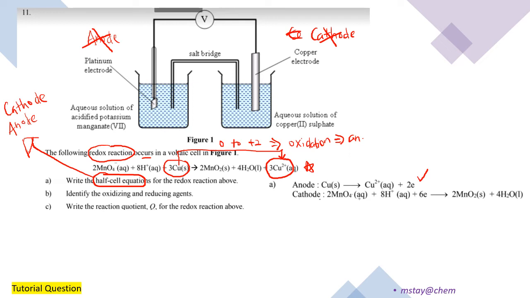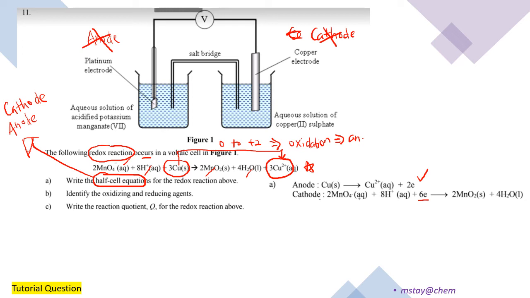While the remaining species will be involved in the reduction process. So 2 mol of MnO4- plus 8 mol of H+ gives 2 mol of MnO2 and 4 mol of H2O. But then later you need to balance this with the number of moles of electrons.